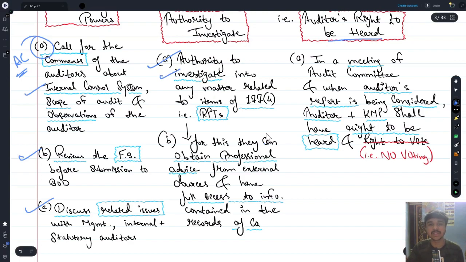So there is the authority to investigate any matter related to the items of 177(4), that is, related party transactions. So if you feel that something is wrong going on in any related party transaction, just stand up and tell them, I have the authority to investigate, and I will. Nobody is going to stop you, because it is the law that has given you this authority.